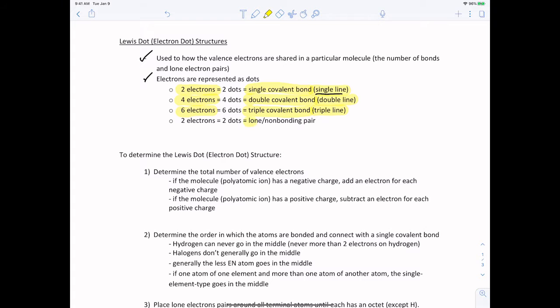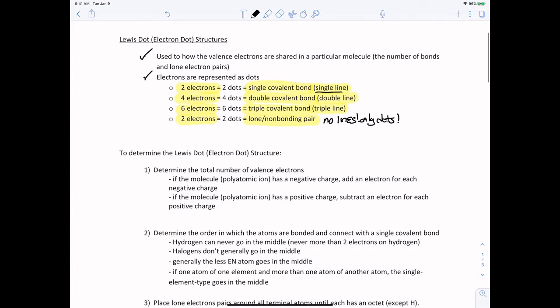We can also have lone pairs or non-bonding pairs. It's 2 words for the same thing again. And those are going to be electrons, 2 electrons also, but no lines. Please never draw lines for lone pairs. Those always need to be dots. Only dots. So no lines, only dots.